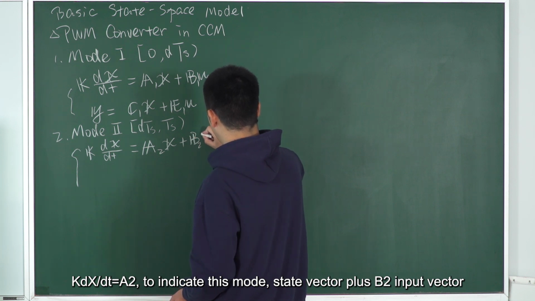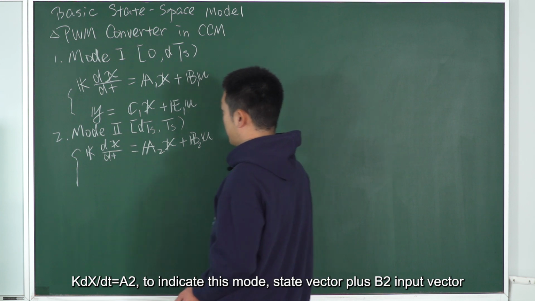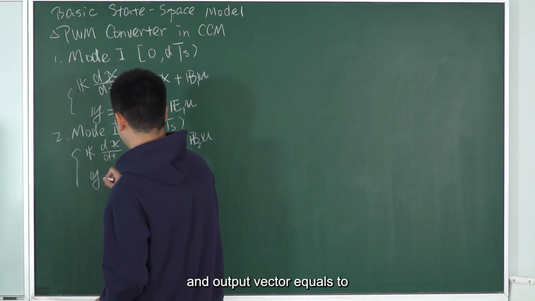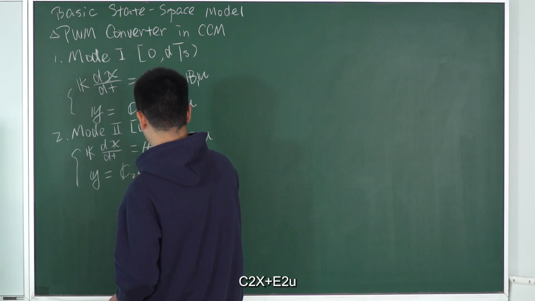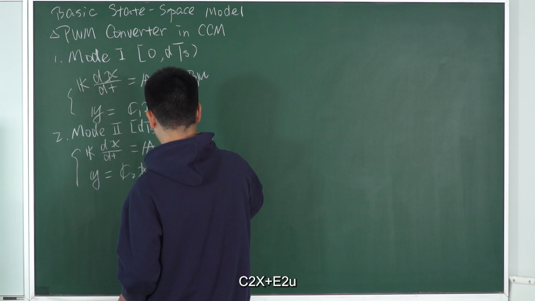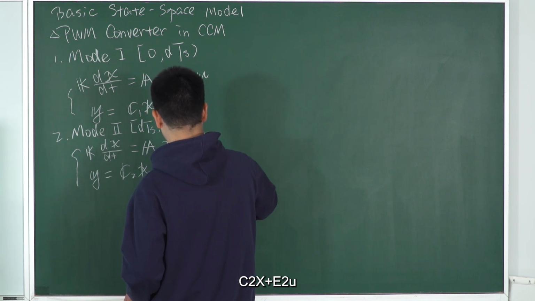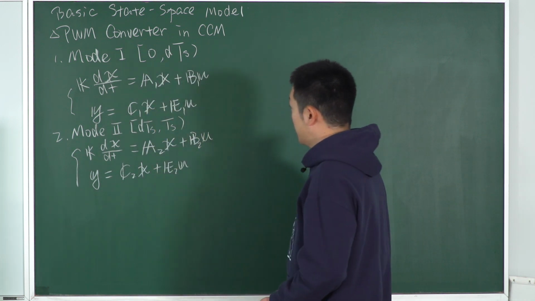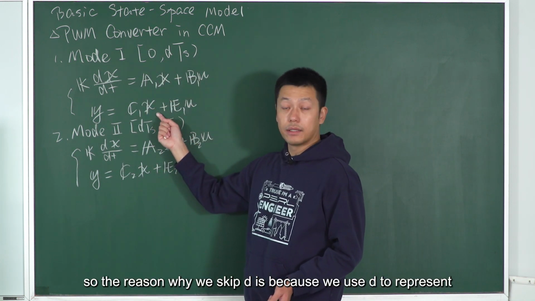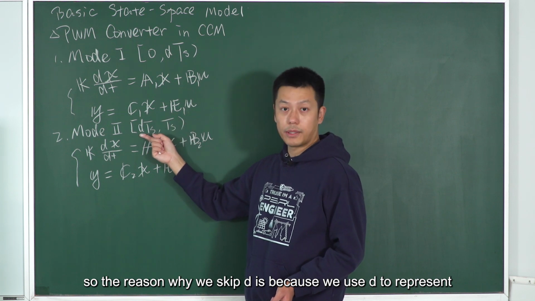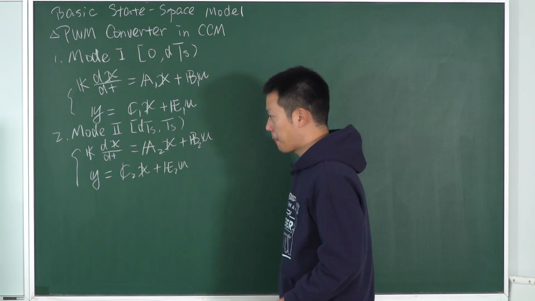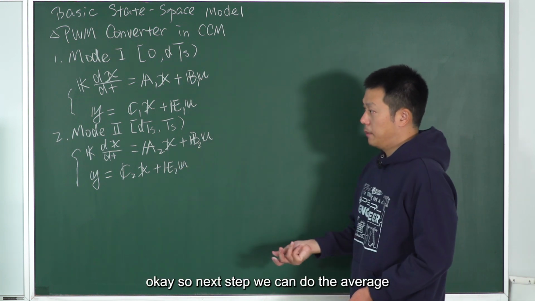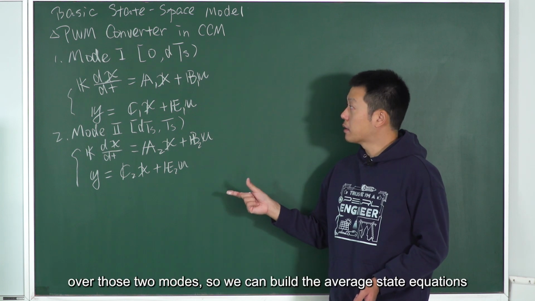B2 times the input vector, and the output vector equals C2 x plus E2 u. The reason why we skip D is because we use D to represent the duty cycle of the pulse width modulated converters. Okay, so next step, we can do the average over those two modes.